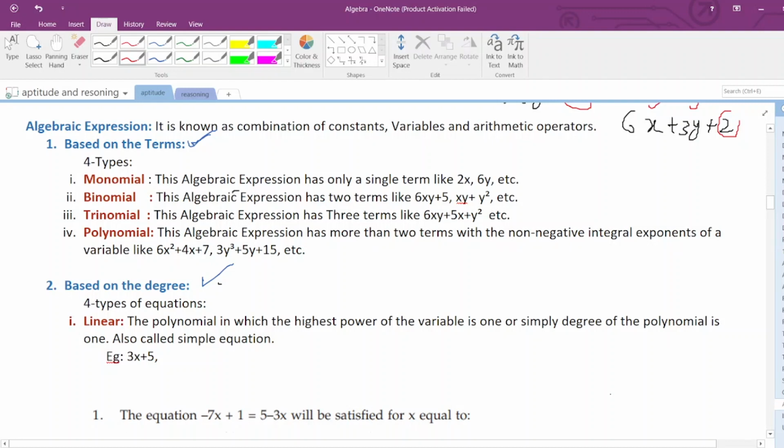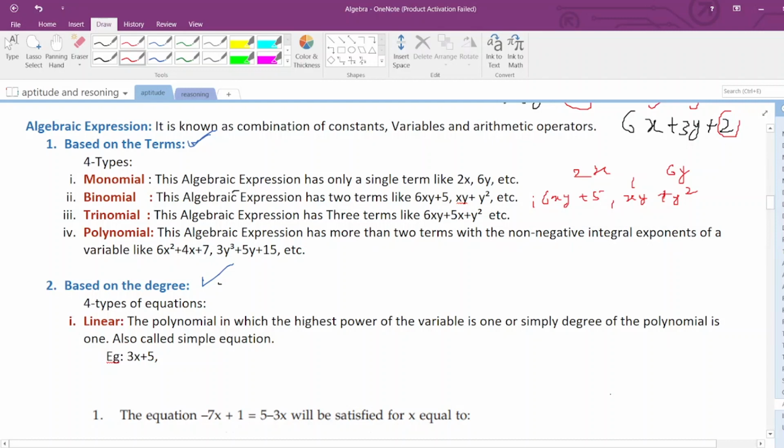What is monomial? Monomial contains only a single term of variable, or a single term. Let's suppose 2x, this is a single term, and 6y, this is a single term. So whenever in the given expression there is only a single term, then that is a monomial expression. Coming to the binomial, if there are two terms, let's suppose here I wrote 6xy plus 5, where 5 is another term. In the same way, xy is one term and y square is the other term. So if you see any two terms in a given expression, then it belongs to the binomial.